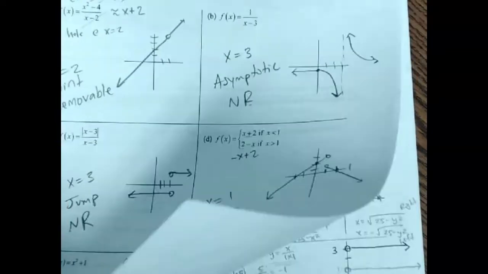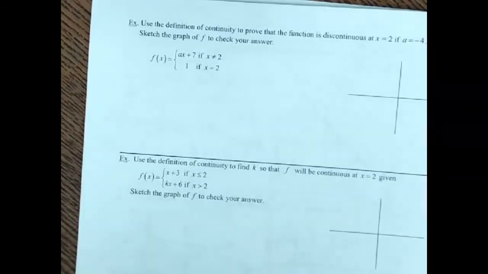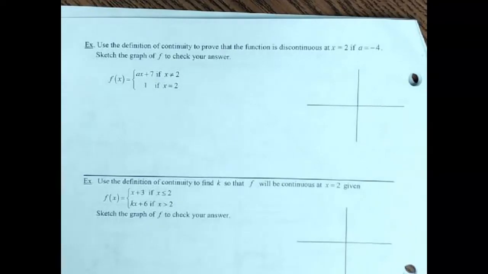Let's flip it over, and let's look at the next paper. Okay, let's actually do some types of questions we may see on the AP exam. Let's actually put this into some legitimate practice. Use the definition of continuity to prove that the function is discontinuous at 2 if a equals -4, and then we're going to go ahead and sketch the graph to check the answer.